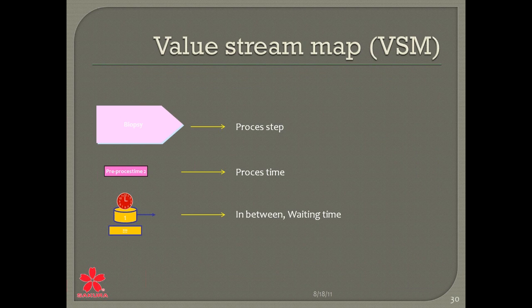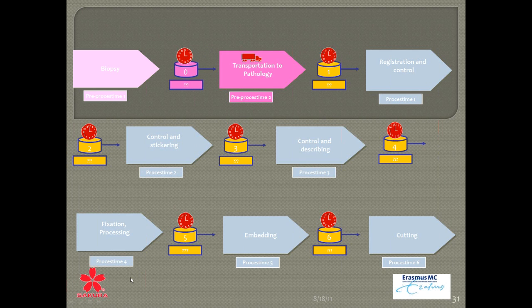So we made a value stream map, and it's really important. You have a process step, you have process time, and in between there was always some waiting time. And this is how we had it in our lab. The biopsies came in, they were transported to the pathology, we registered them, controlled, and put stickers on them, controlled and described them. And as you hear, we did a lot of control steps in between, but that's to check because we don't want to do rework, as I said before.